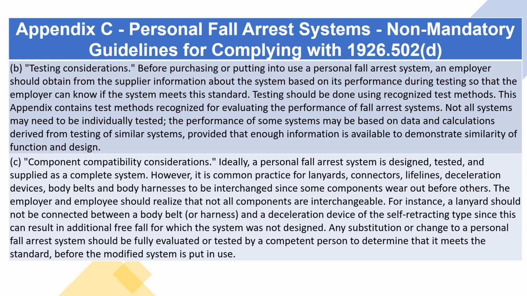The employer and employee should realize that not all components are interchangeable. For instance, a lanyard should not be connected between a body belt or harness and a deceleration device of the self-retracting type, since this can result in additional free fall for which the system was not designed. Any substitution or change to a personal fall arrest system should be fully evaluated or tested by a competent person to determine that it meets the standard before the modified system is put in use.